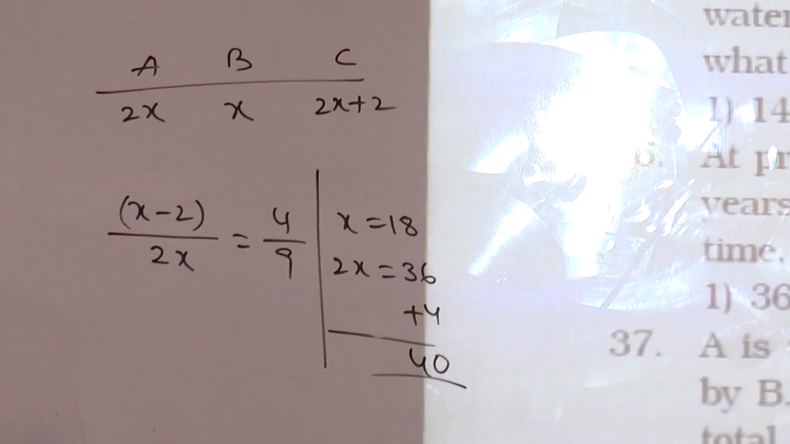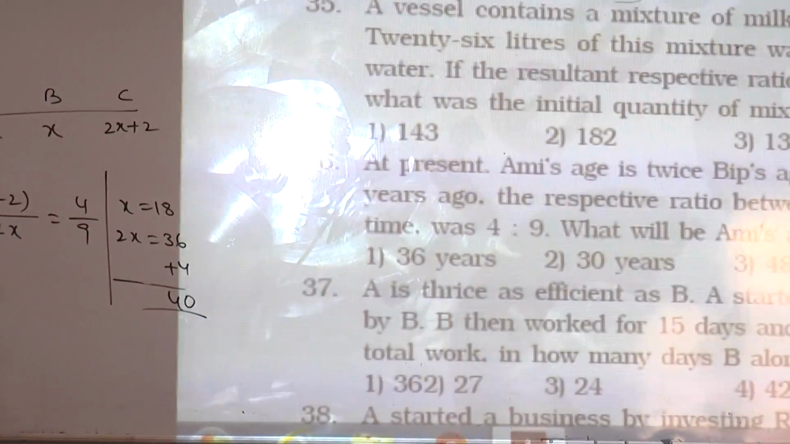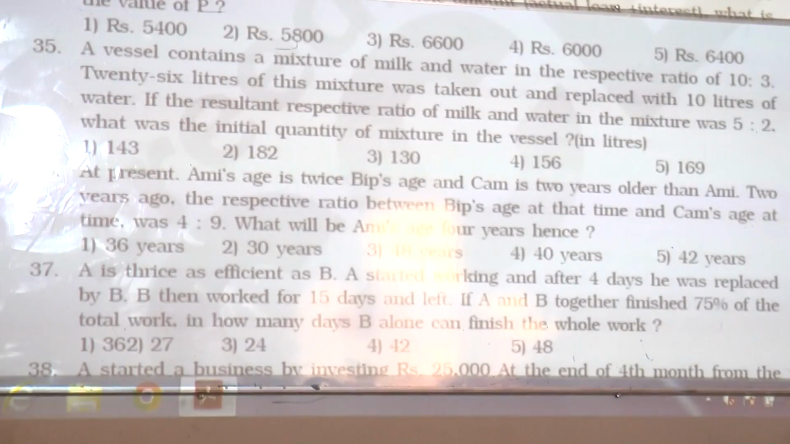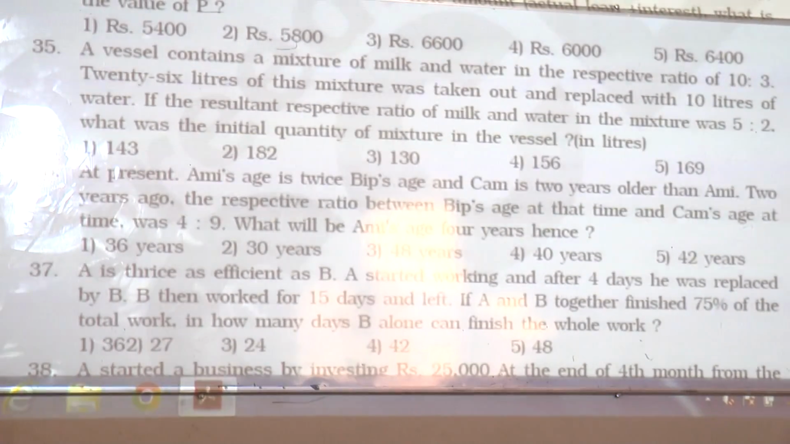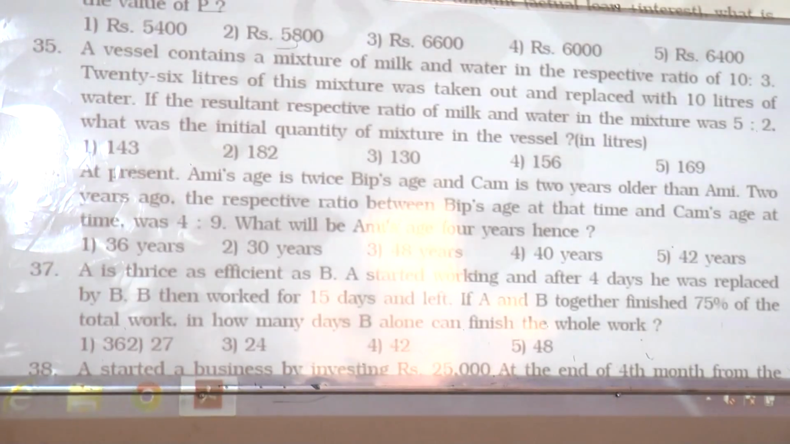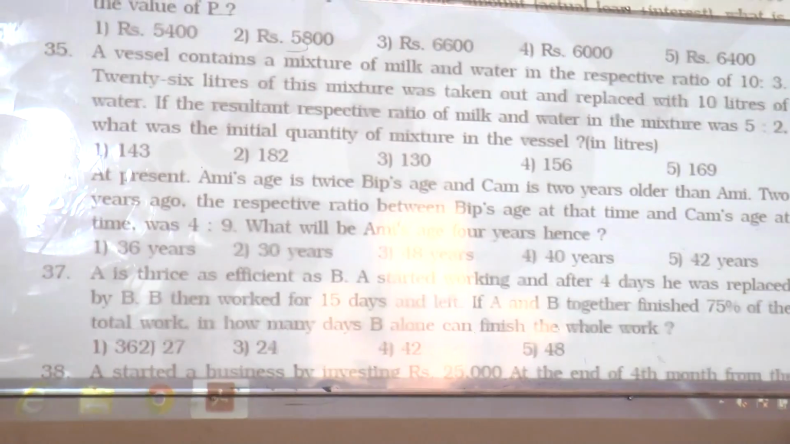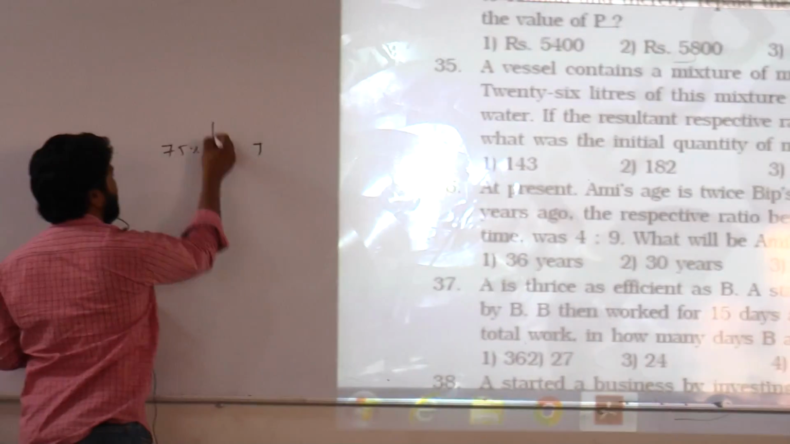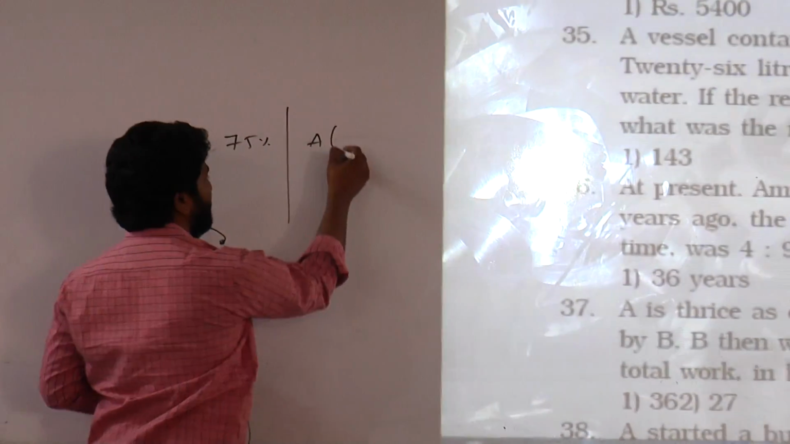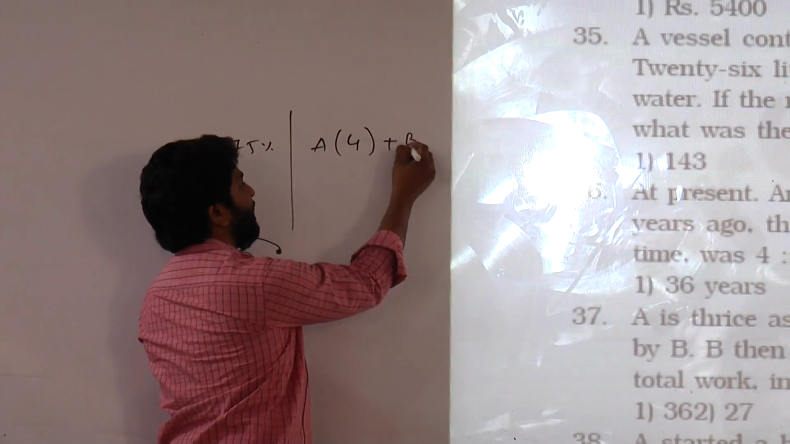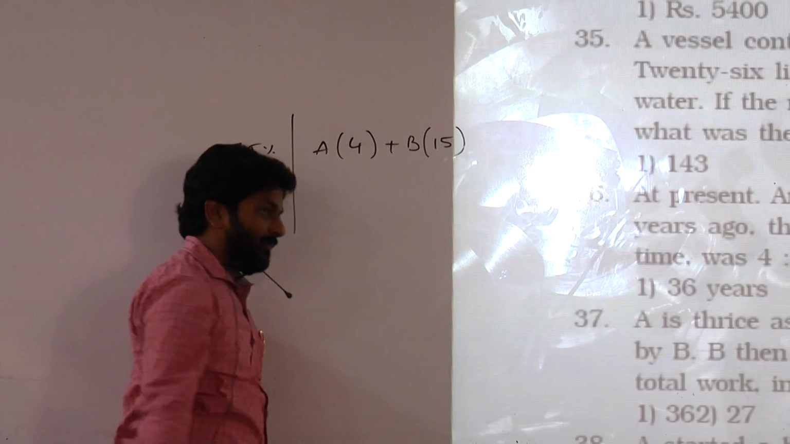Next, 37. A is thrice as efficient as B. A started working and after 4 days he was replaced by B. B then worked for 15 days and then left. A and B together finished 75% of the total work. In how many days B alone can complete the work? Right. So now, to complete 75% of the work, A worked for how many days? 4 days. A worked for 4 days and then B worked for 15 days.